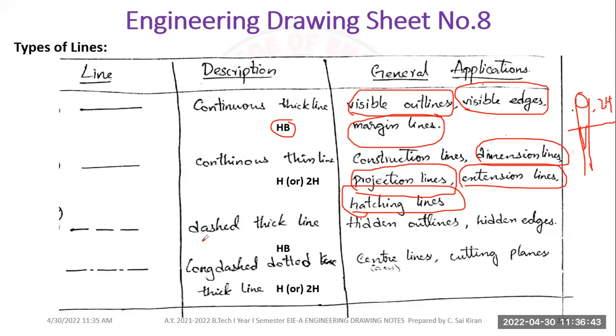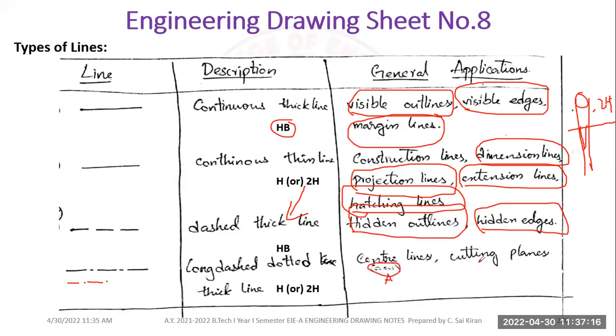Dashed lines. Whenever I'm making any dashed lines, they are nothing but hidden lines. Dashed lines are used whenever you have any hidden outlines or hidden edges. For this, you have to use dashed lines, and you can draw them in two ways. Next is the long dashed dotted line. This is nothing but drawing a line, dot, line, dot. This is for center lines or axis lines. You can write it as axis line or center line.